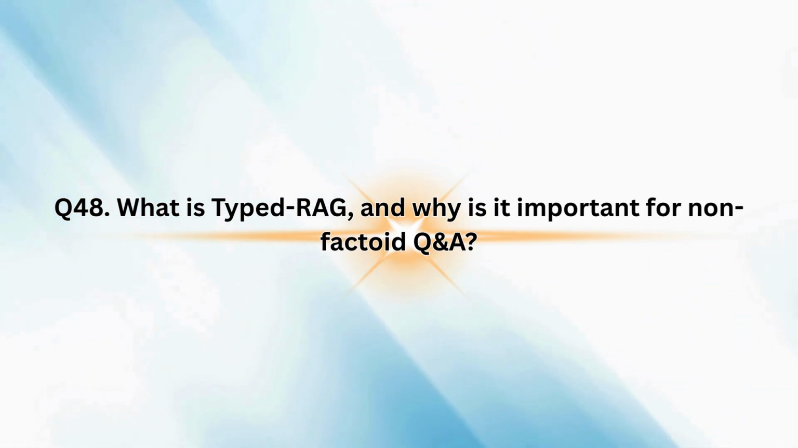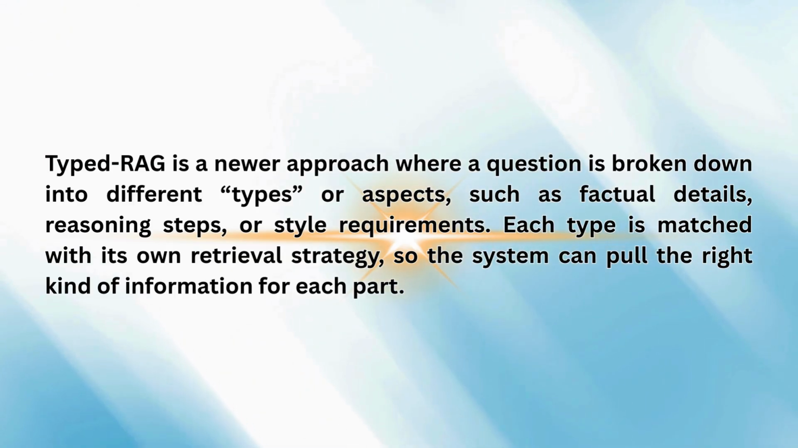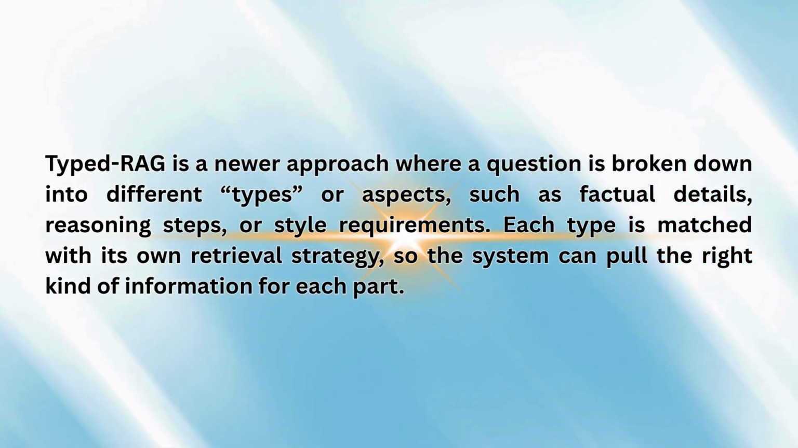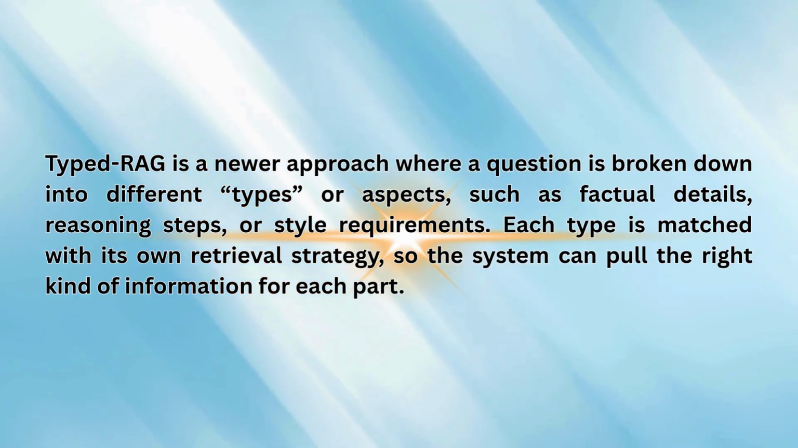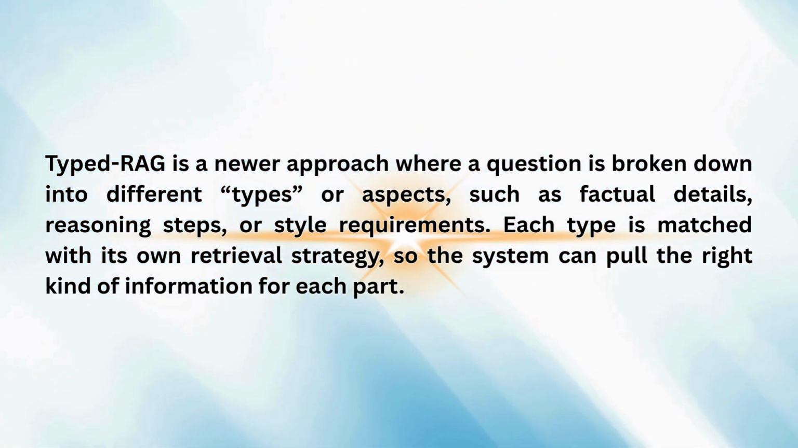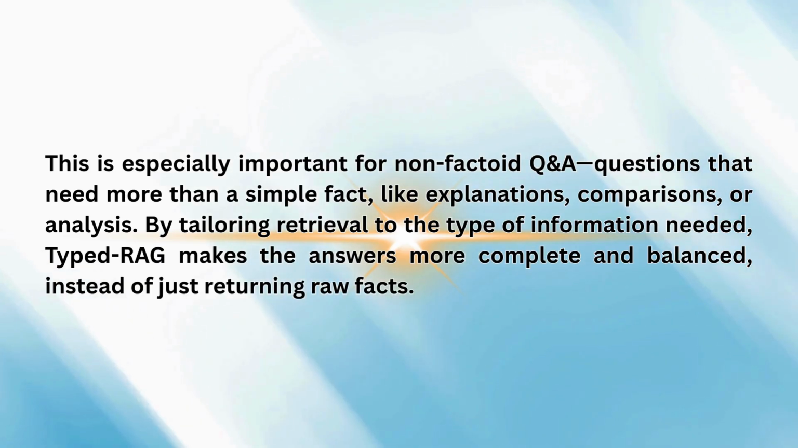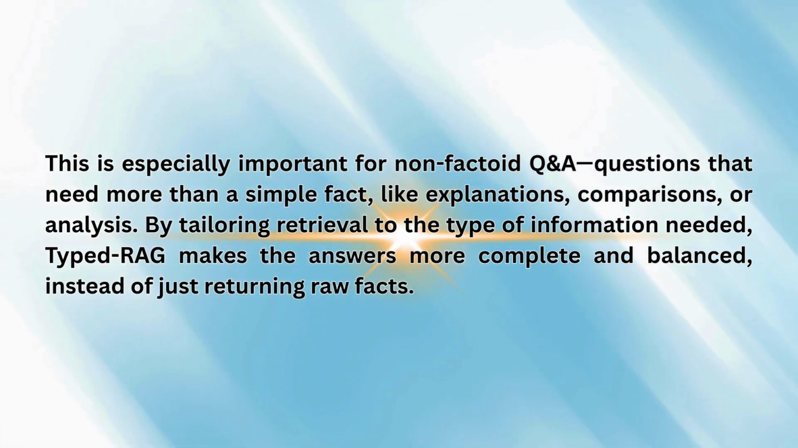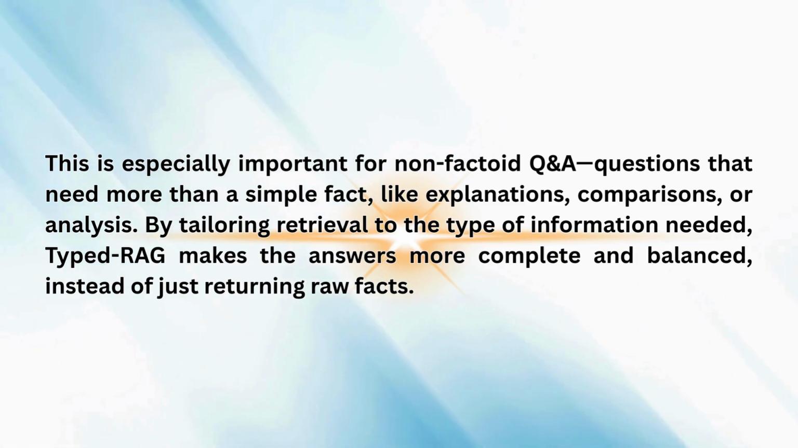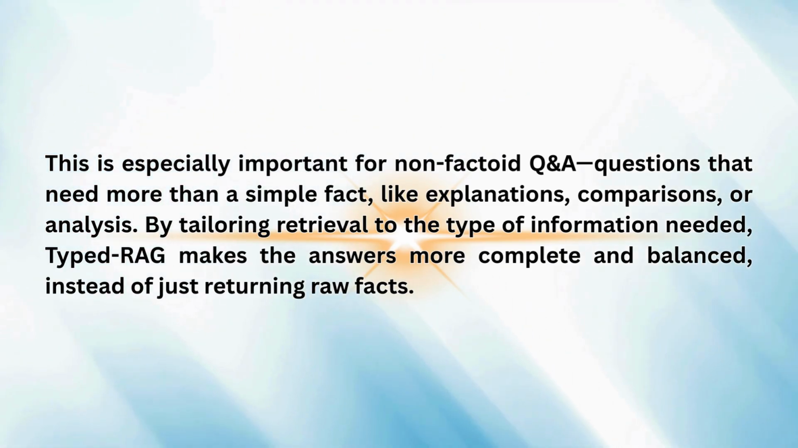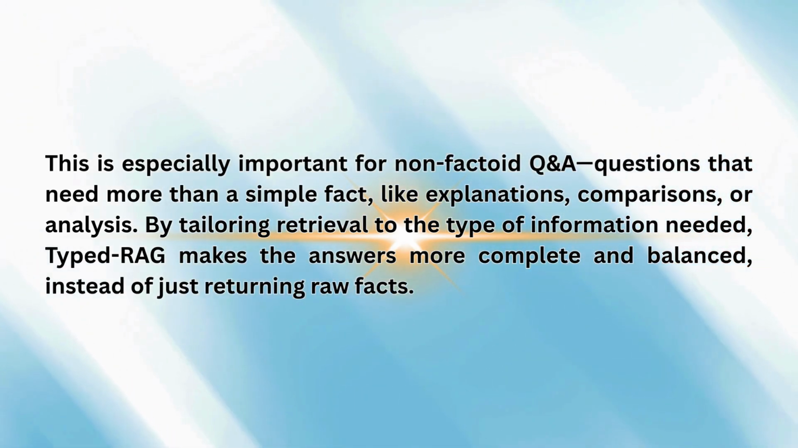What is typed RAG, and why is it important for non-factoid Q&A? Typed RAG is a newer approach where a question is broken down into different types or aspects, such as factual details, reasoning steps, or style requirements. Each type is matched with its own retrieval strategy, so the system can pull the right kind of information for each part. This is especially important for non-factoid Q&A questions that need more than a simple fact, like explanations, comparisons, or analysis. By tailoring retrieval to the type of information needed, typed RAG makes the answers more complete and balanced, instead of just returning raw facts.